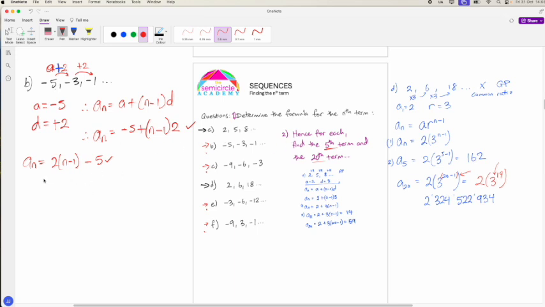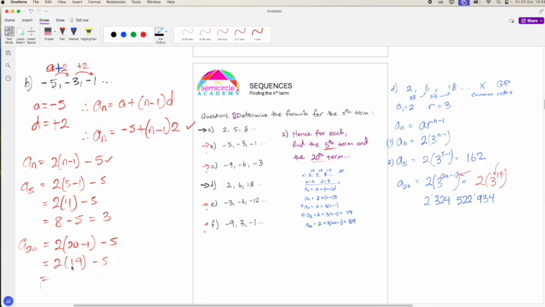Now we could find part 2, which is the fifth term, so therefore A5 will be 2 into 5 minus 1 minus 5, which is 2 into 4 minus 5. 4 2s are 8 minus 5, which is 3. And the 20th term is 2 into 20 minus 1 minus 5, which is 2 into 19 minus 5. 2 times 19 equals 38 minus 5, which will give us 33.